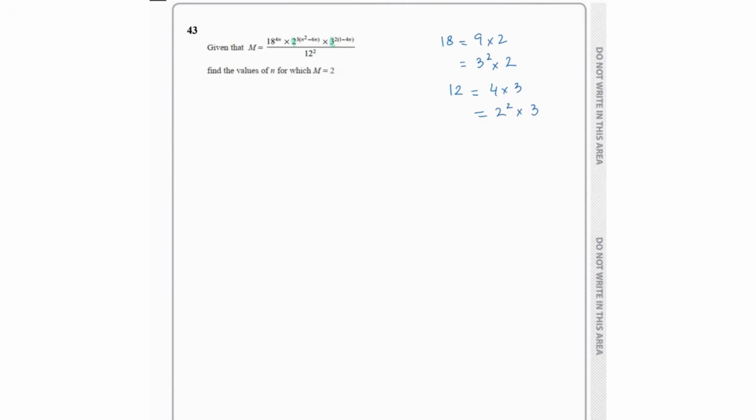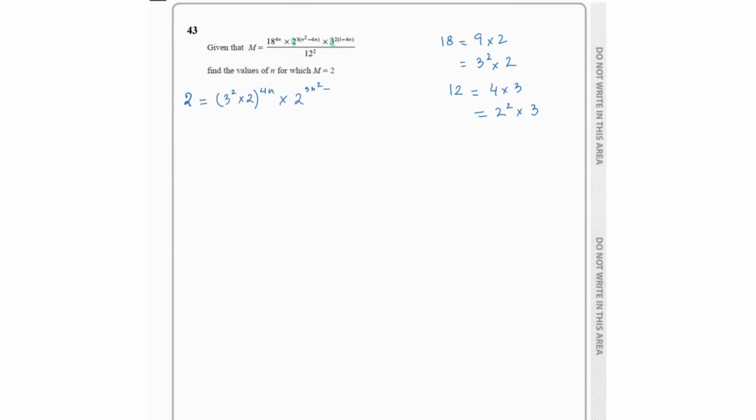So that's 2 squared times 3. Both can be rewritten in the base of 2 and 3, which is given in the question as well. And m they've already said is 2. So write 2 equals 3 squared times 2, whole power 4n, times 2 cubed. I'm going to expand the bracket over actually.